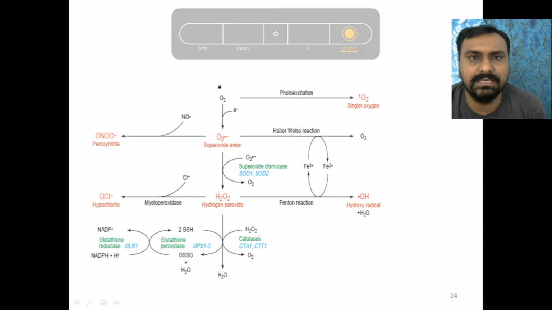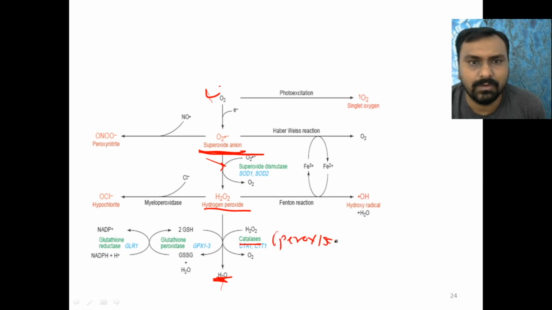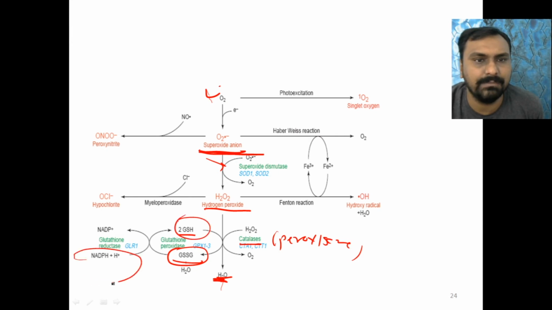So you can see here oxygen, when it gets one electron, is converted to superoxide anion, superoxide radical, which can again be reduced by one electron to hydrogen peroxide, and then with the help of the catalase enzyme, it can be converted to H2O. This catalase enzyme is present in the peroxisome. Or in the cytoplasm, it is converted by glutathione peroxidase. The reduced form of glutathione is converted to the oxidized form of glutathione, and oxidized glutathione is again converted to reduced by the help of NADPH. The enzyme is glutathione reductase.